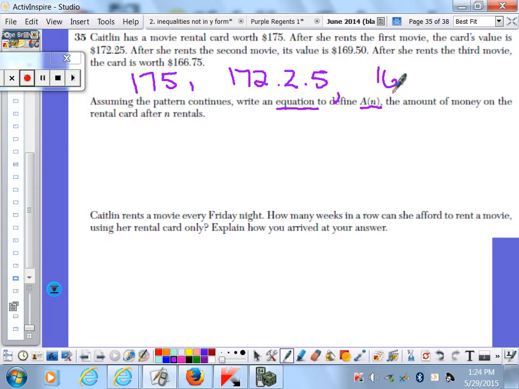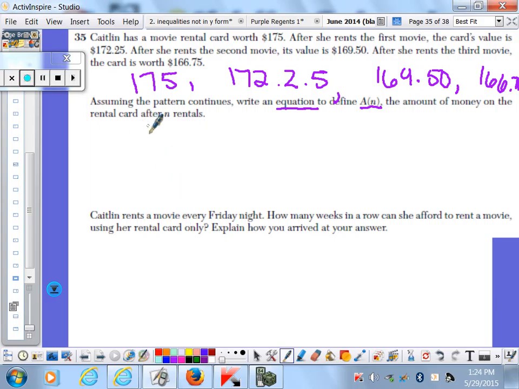Then she had 169.50. And then she had 166.75. I want you to think if you could find the pattern up here and see how it's decreasing. And I'll give you a hint, it should be subtracting something over and over again. If you're subtracting something over and over again, what sort of sequence does this model?